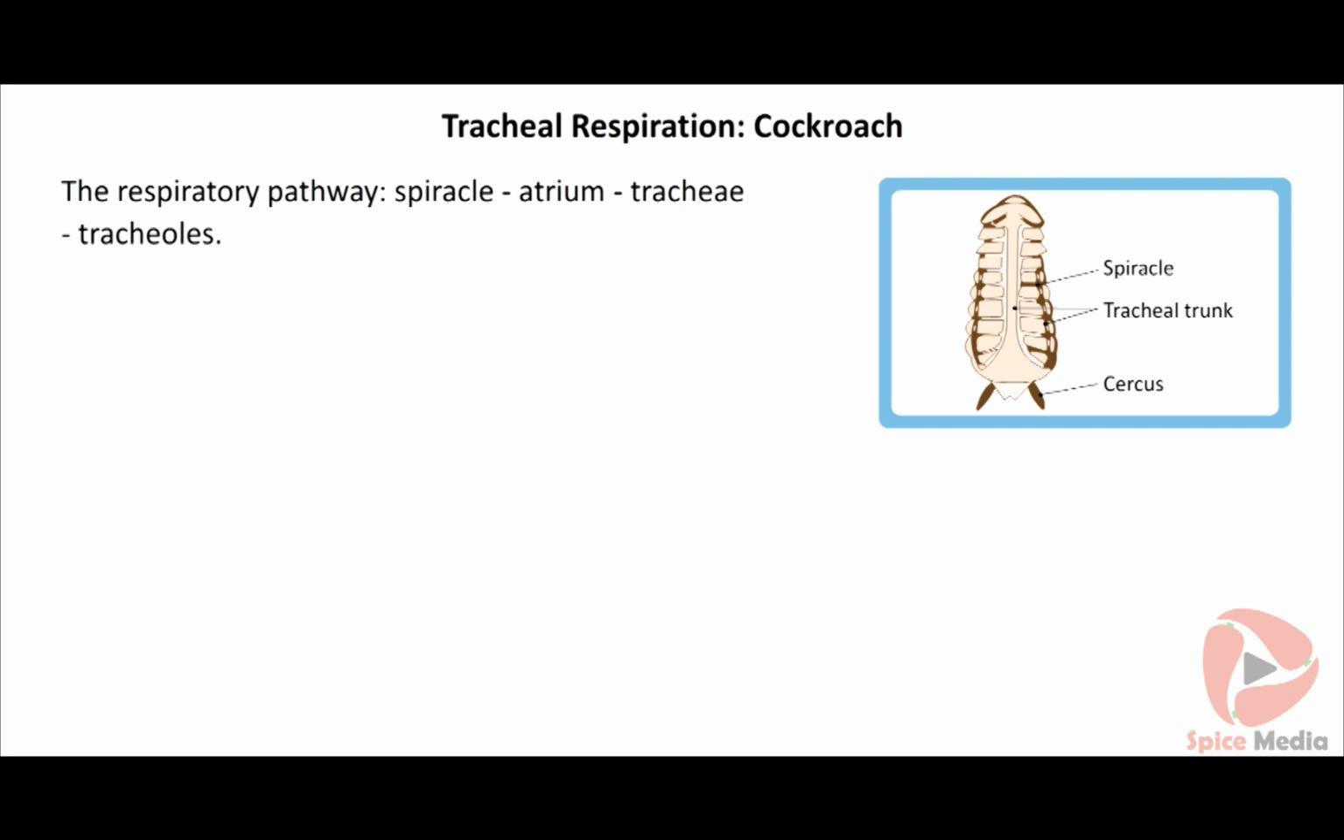Some insects have exoskeleton made of cuticle. They cannot respire through the skin, so they have adopted a different system called tracheal system of respiration. The respiratory pathway in cockroach starts from spiracle, followed by atrium, trachea, and finally the tracheoles.